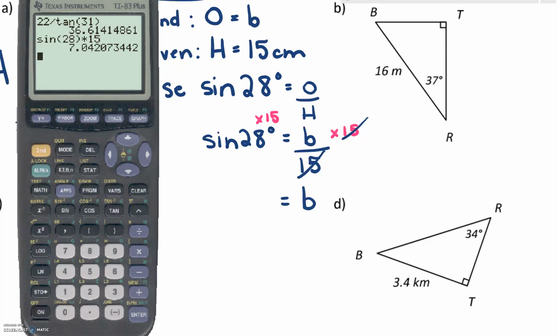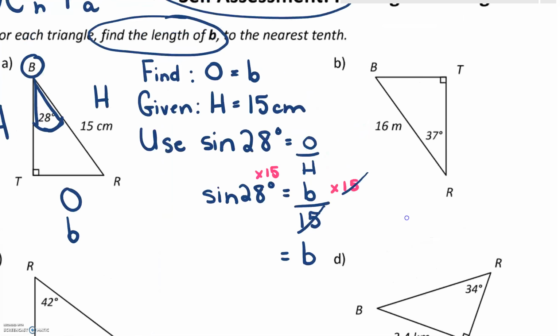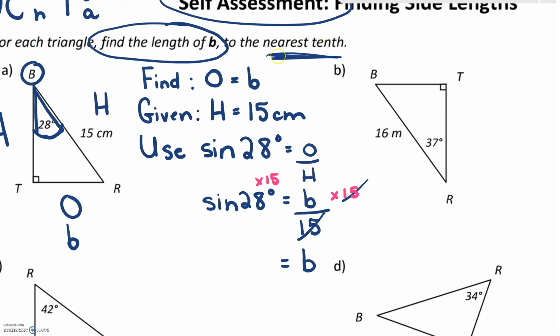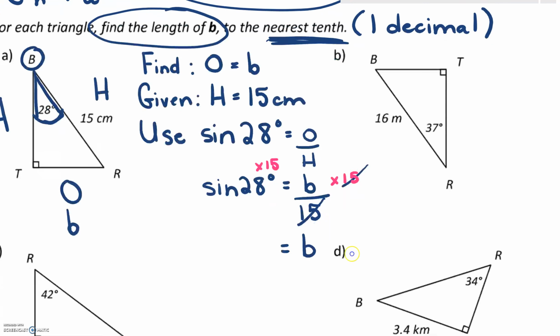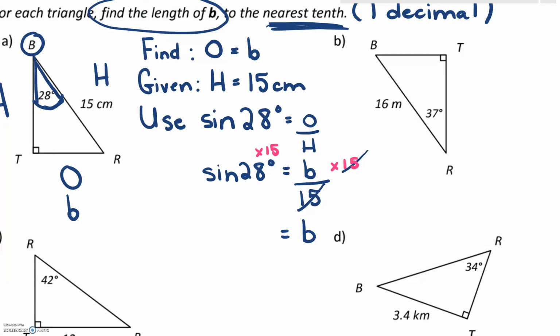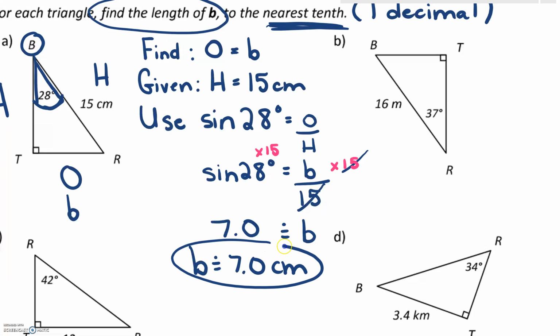So the answer here is 7.0. I'm just going to look at how they want us to round, and they want us to round to the nearest tenth, which is 1 decimal place. So if I round that to 1 decimal place, it is 7.0. Okay, and I have to put the approximate symbol there. So we can say that b is approximately 7.0 centimeters.